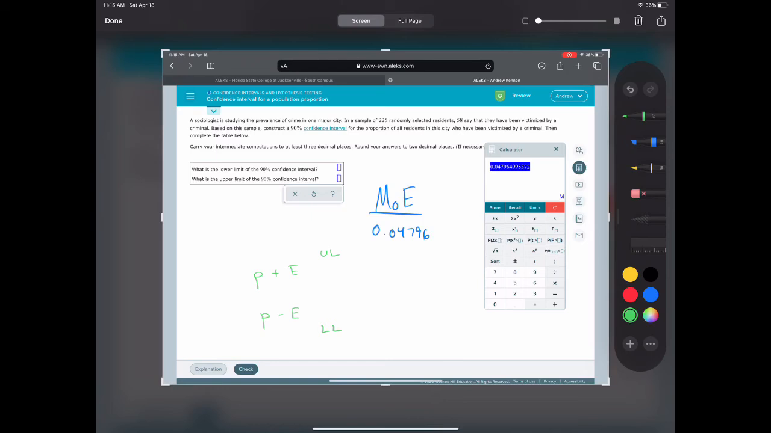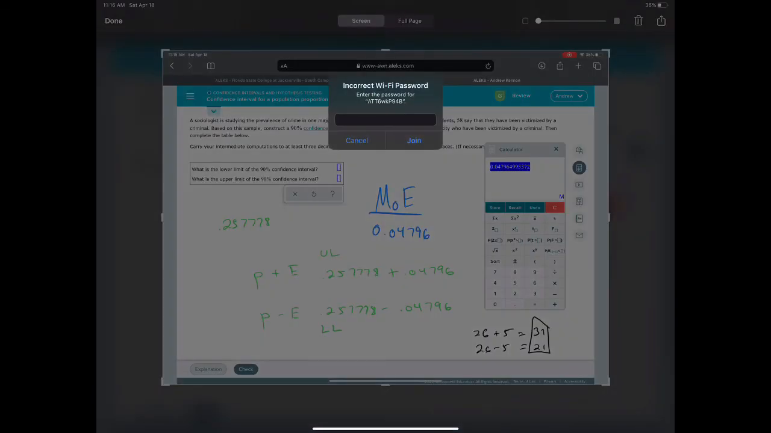So our original proportion, remember, was 0.257778. So we do 0.257778 plus 0.04796, and 0.257778 minus 0.04796. This will give us our upper limit and lower limit. If you just wanted to talk about this with easy numbers real quick, let's round these: we got about 26 and our margin of error is about 5%. So 26 plus 5 is 31, and 26 minus 5 is 21. If we went and asked everybody whether they have been victimized by a criminal, somewhere between 21 to 31% would say yes. Okay, so those are our rounded numbers. Let's go put it in the calculator to get the exact numbers.